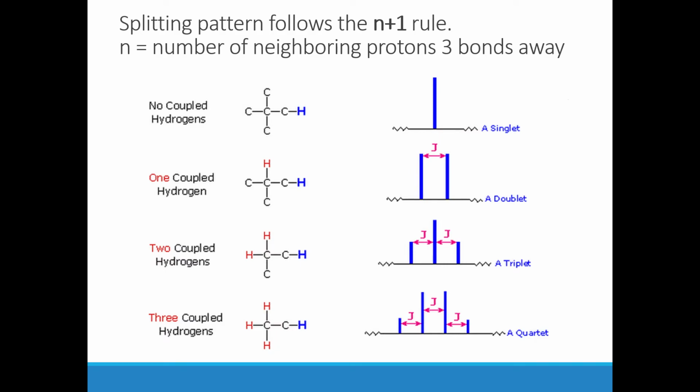Our splitting patterns usually follow the n+1 rule, where n is the number of neighboring protons that are at least 3 bonds away. So if we look here, we have our hydrogen that has no neighboring hydrogens. So this is 1, 2, 3. There's no neighboring hydrogens 3 bonds away. It is a singlet. If we add 1 hydrogen that is a neighbor, so 1, 2, 3, it becomes a doublet. Adding a second hydrogen, it's a triplet. And adding 3 hydrogens, it is a quartet.